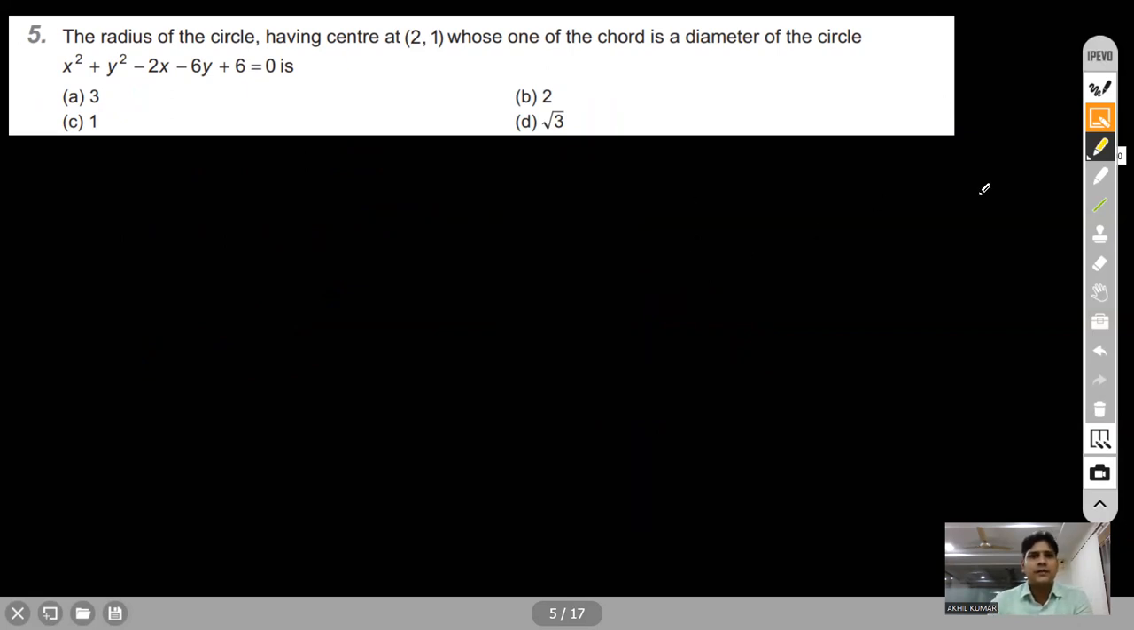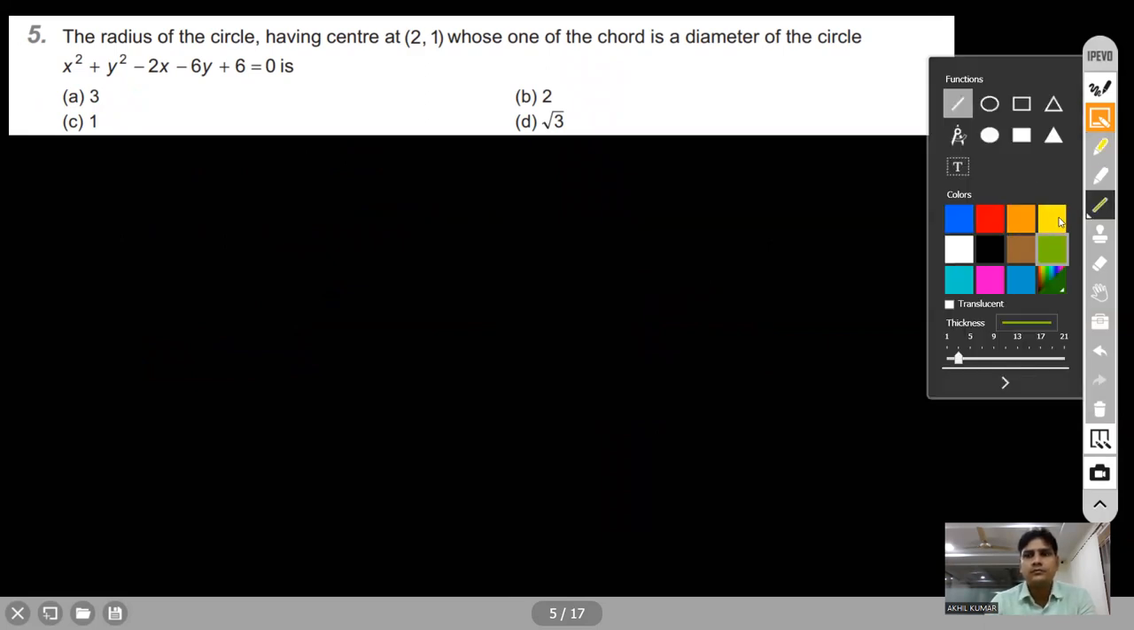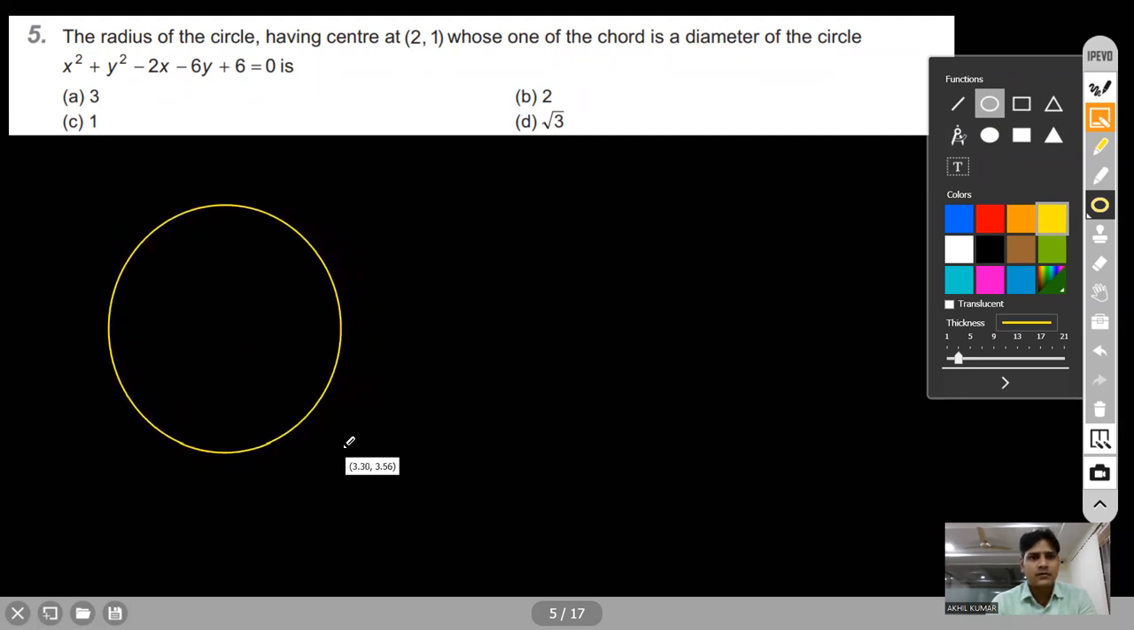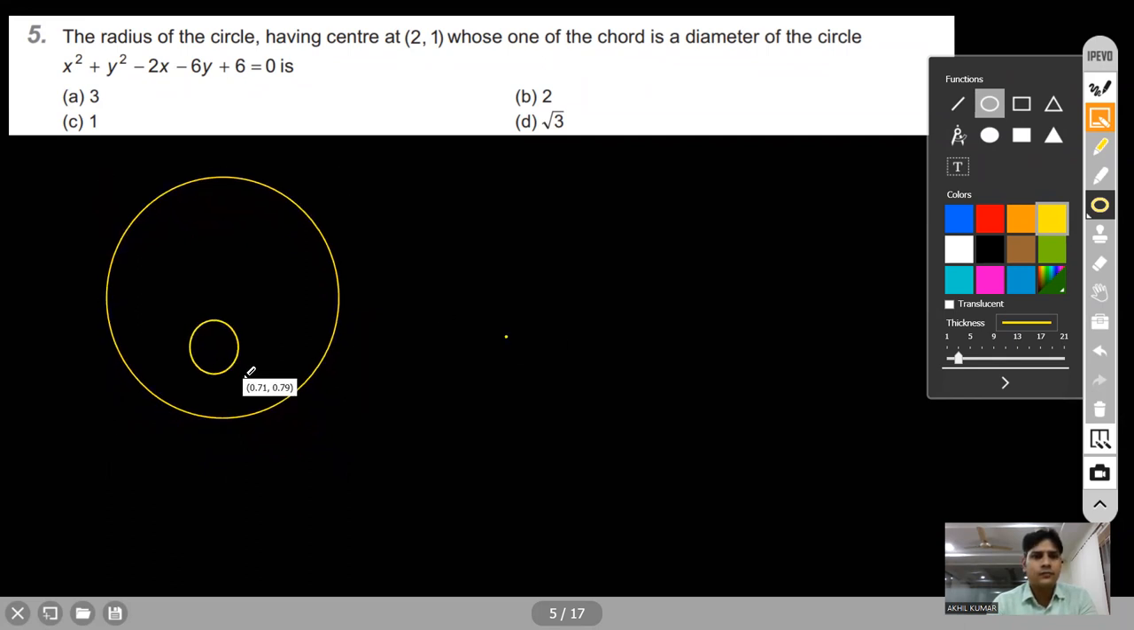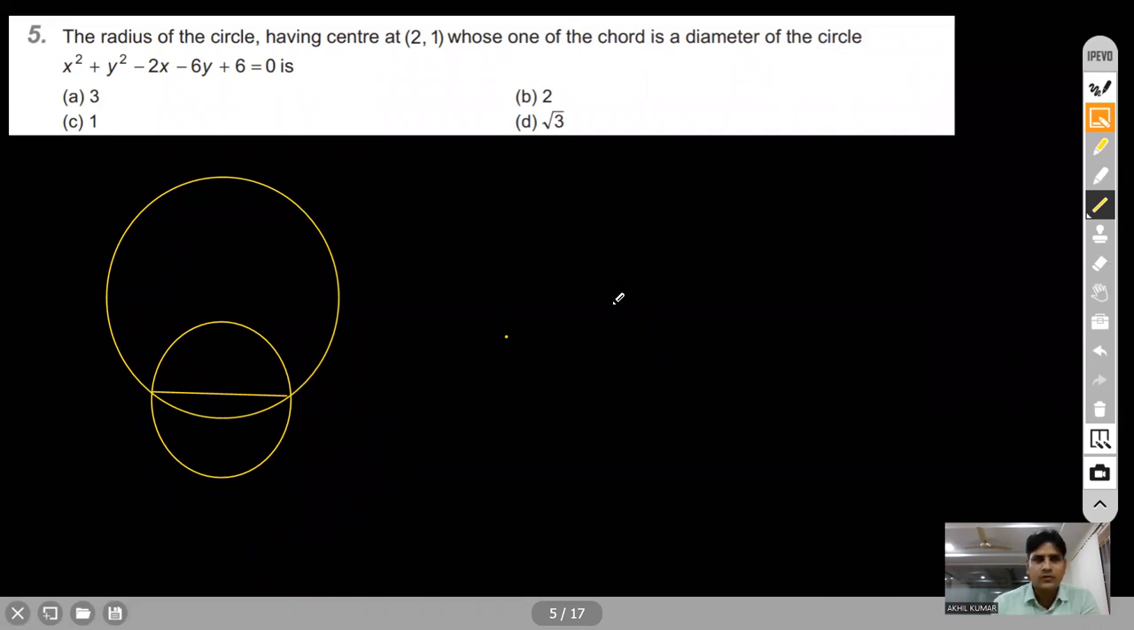Okay, so let me draw a sketch for this question. It is saying one circle is there. So this is our circle. The radius of the circle having center at 2,1. Okay, we will draw it further. Whose one of the chord is the diameter of the circle. Okay, so I am going to draw one more circle here. This diameter is the chord of the bigger circle, right? I think this much sketch is sufficient. We can move with our question now.